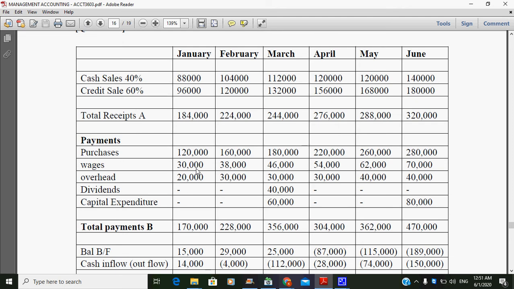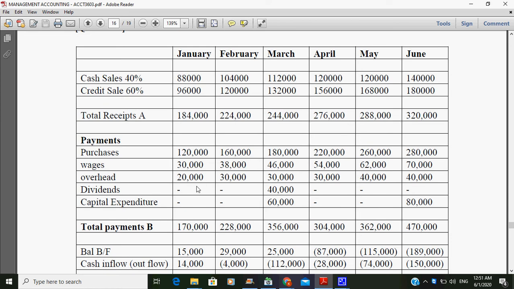Then you have overheads. So the overheads are paid the month after they are what? Incurred. So this 20,000 is coming from December. 20,000 incurred in what? December. Alright. So 20,000 in December 2001.